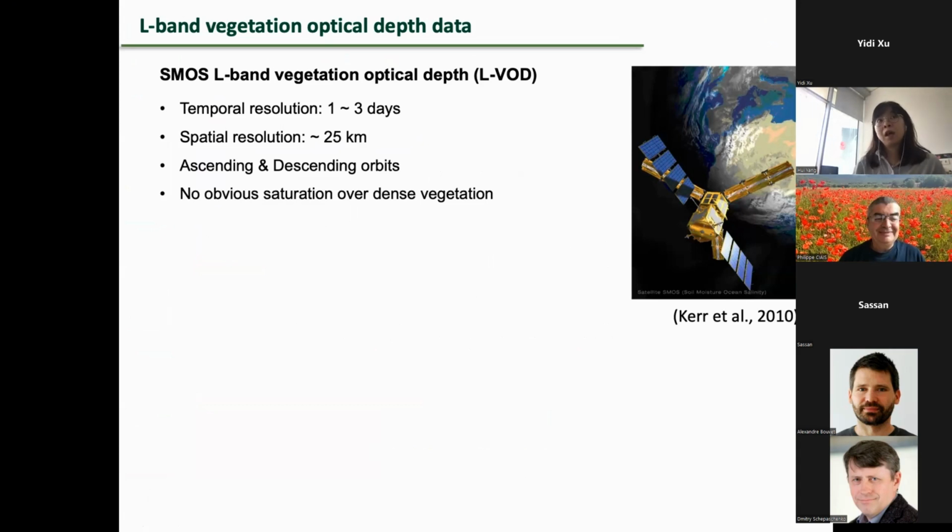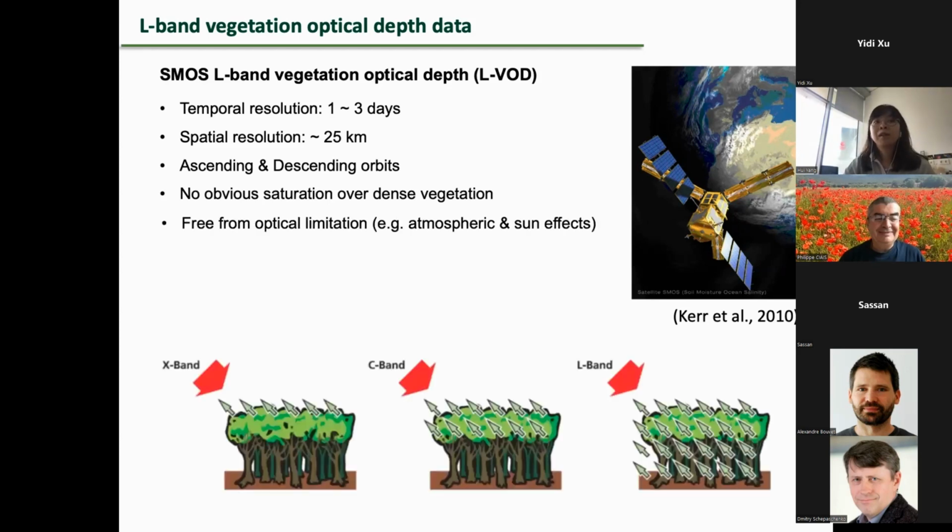The LVOD are measured every 1 to 3 days at both ascending and descending orbits, and its spatial resolution is about 25 kilometers, so it's quite coarse resolution. We don't find obvious saturation in this data in the dense forest region. Compared to the X-band and the C-band, the L-band sensors can monitor deeper and give more information about changes in stems and branches.